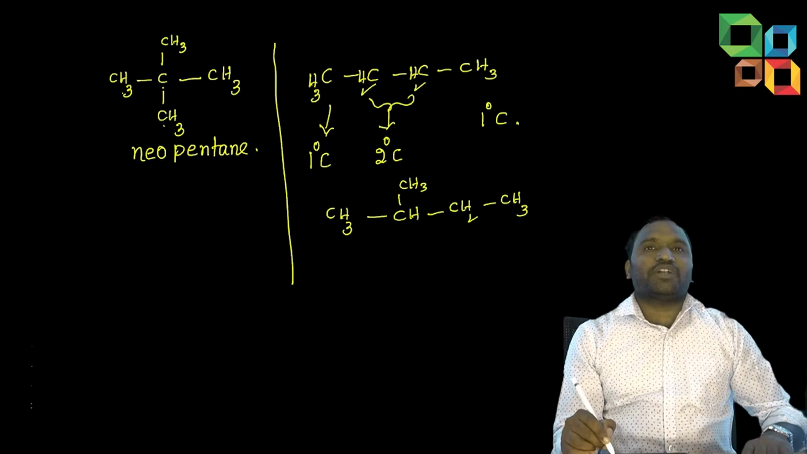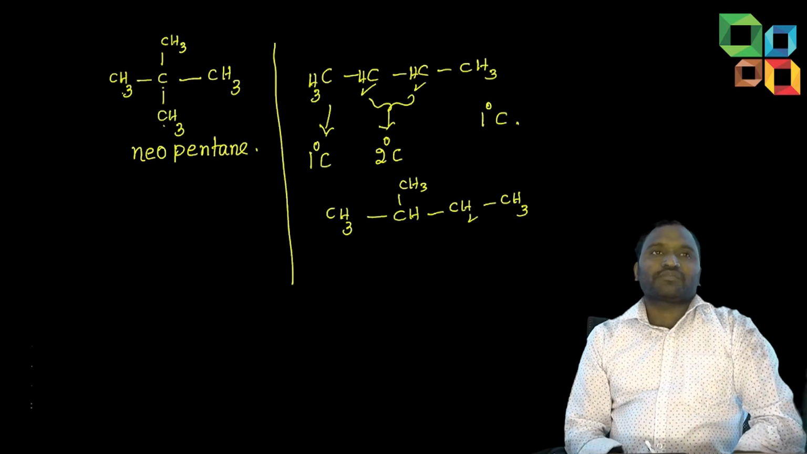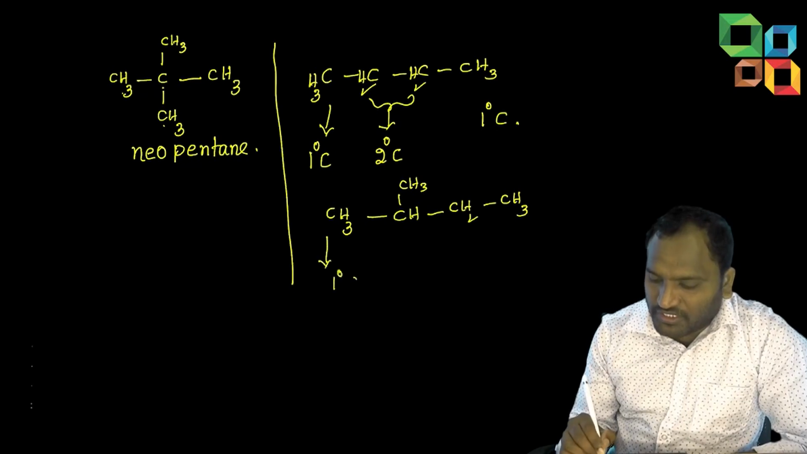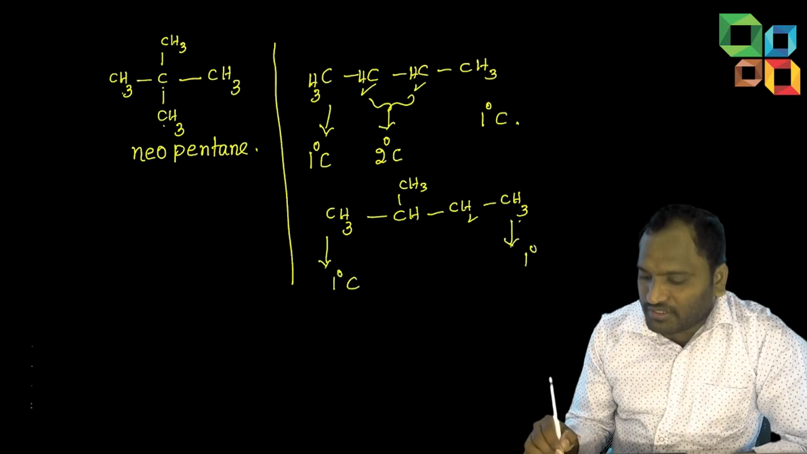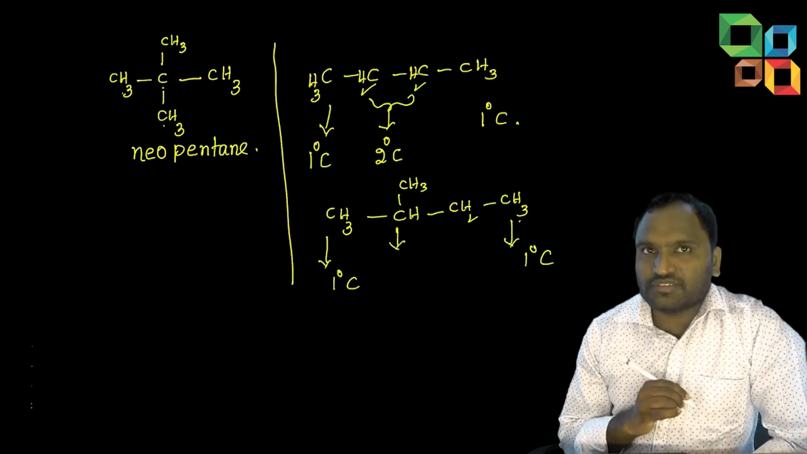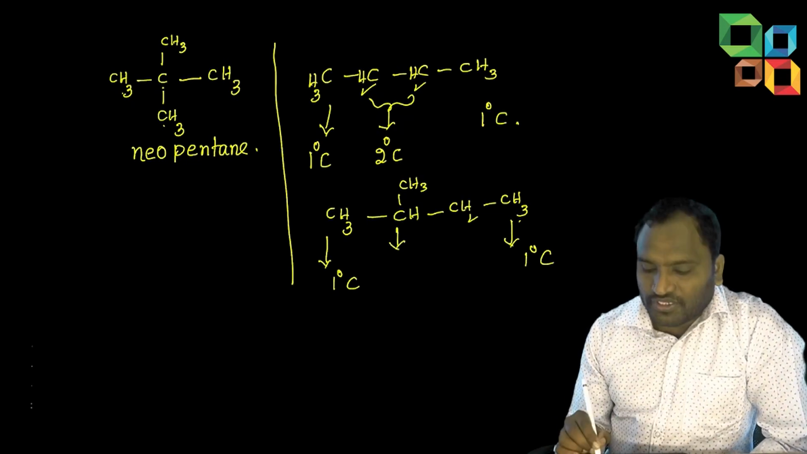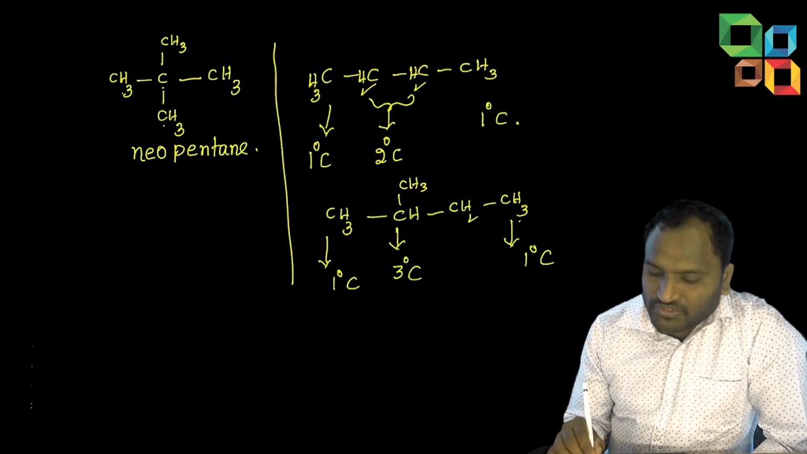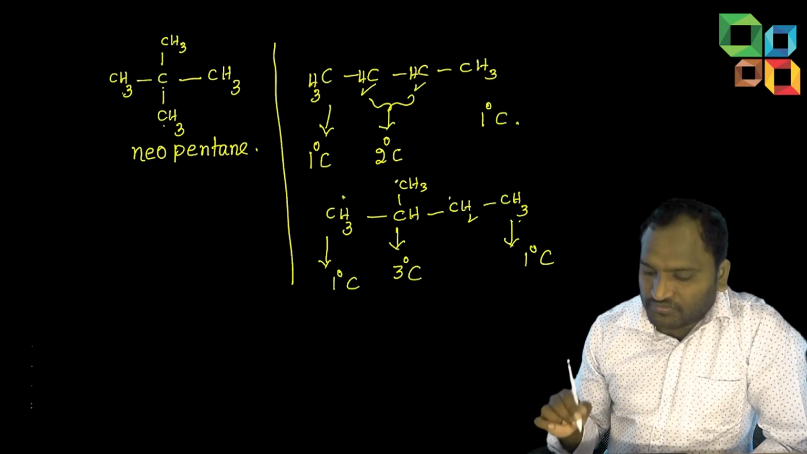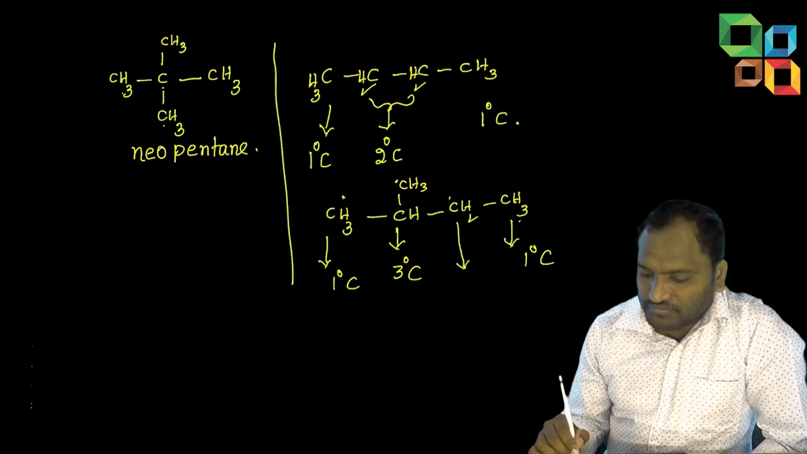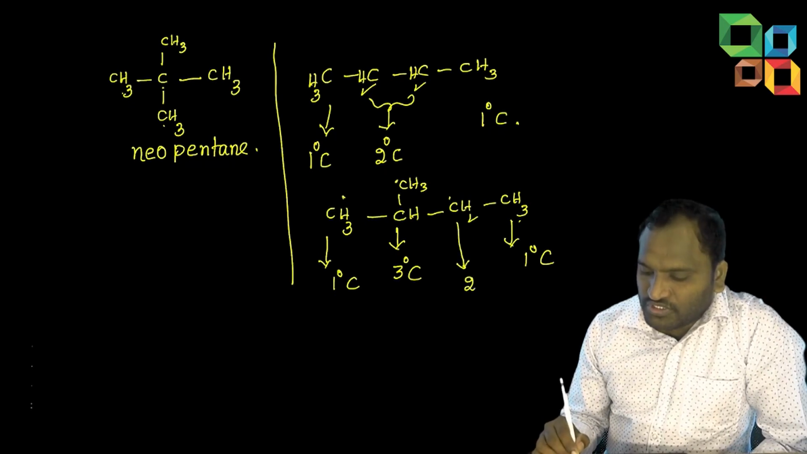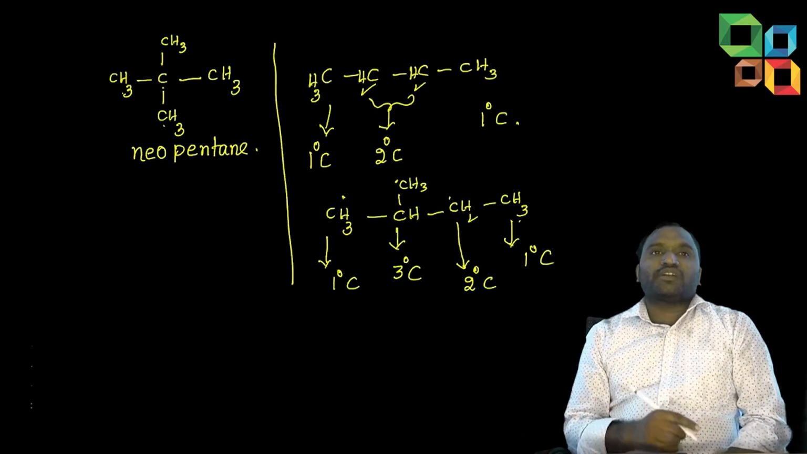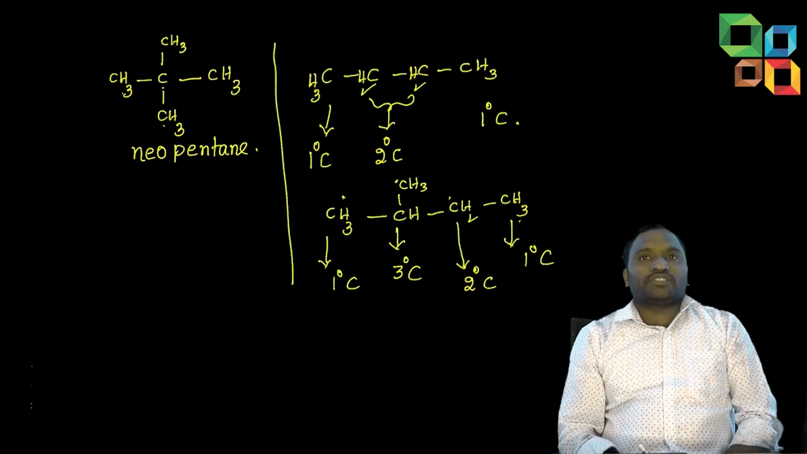How many primary carbon atoms are there? You tell me. 2. Very good. This one is primary carbon, and one is primary carbon. What about this one, students? Tertiary carbon. Very good. Since this carbon is connected with 3 other carbon atoms. What about this one? Secondary carbon. So this compound contains 2 primary, 1 secondary, and 1 tertiary.